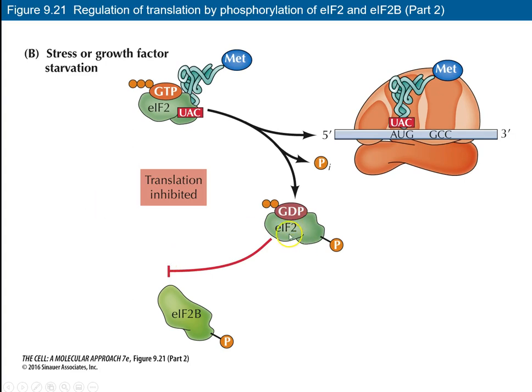However, here, if this initiation factor 2 is phosphorylated, it's no longer able to go back to its GTP form, and therefore translation is inhibited. Okay, so this is when there's some stress or there's not enough growth factor in the extracellular environment. This is what will happen. And again, the way that that's regulated is by phosphorylating or modifying an initiation factor, okay?